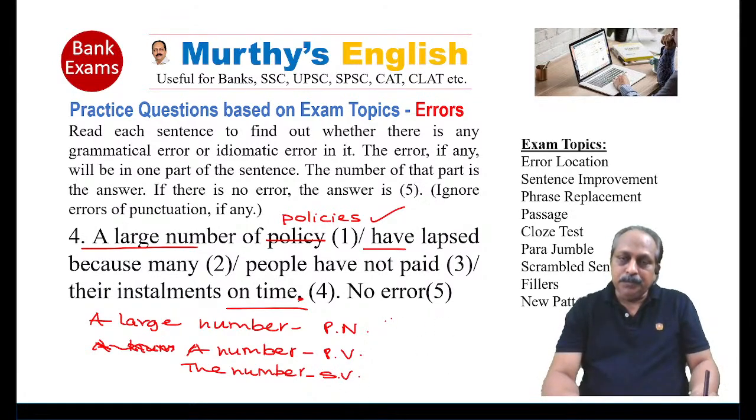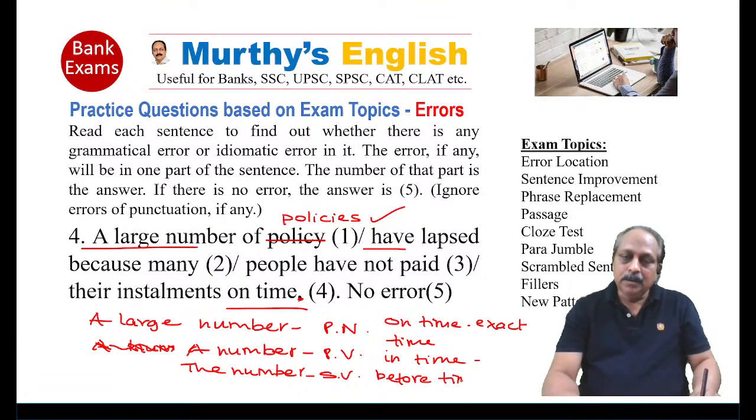Then what is the difference between on time and in time? On time means exact time, and in time means on or before, but generally we mean before time. Imagine the session is at 10 o'clock. You go there at 10 o'clock, then you're on time. But if the session is at 10 o'clock and you reach by 9:45, then you're in time. Nothing wrong, on time, in time, there's no problem as such.